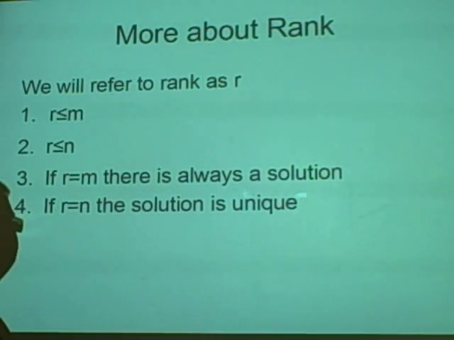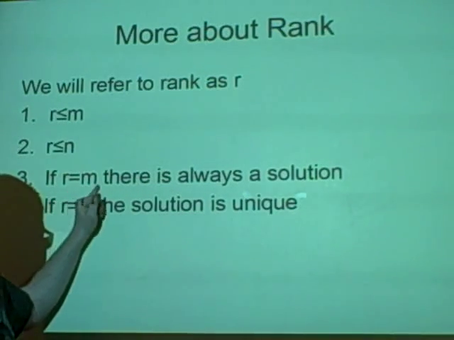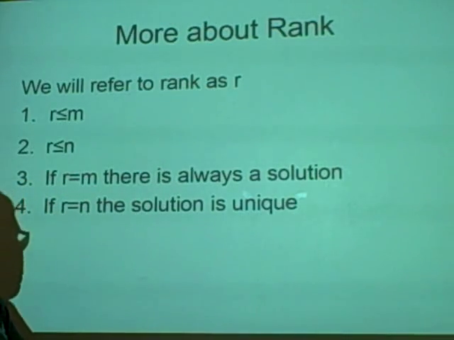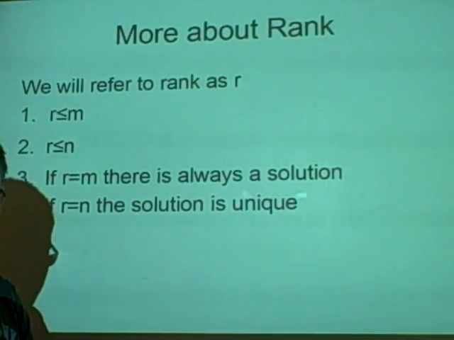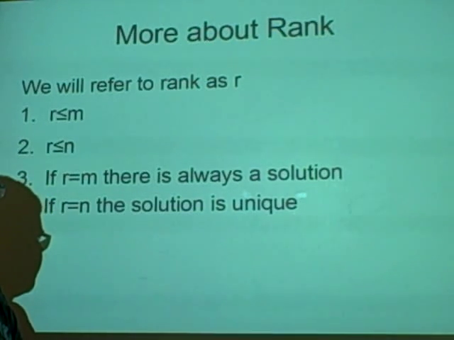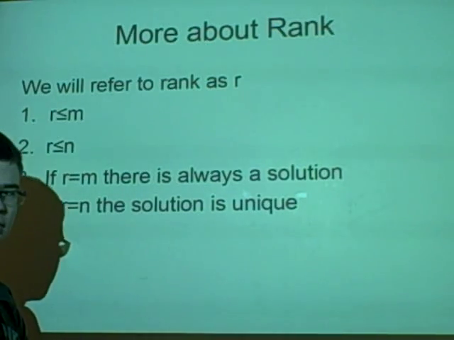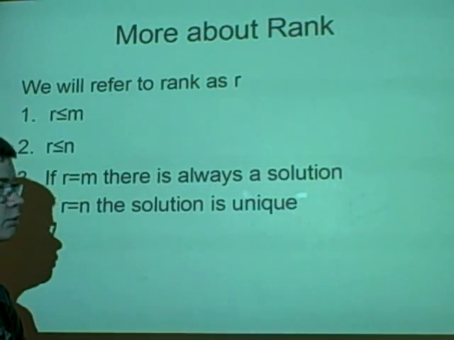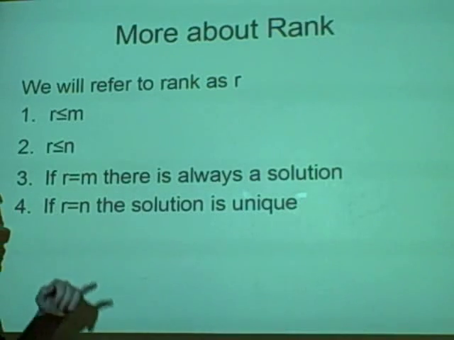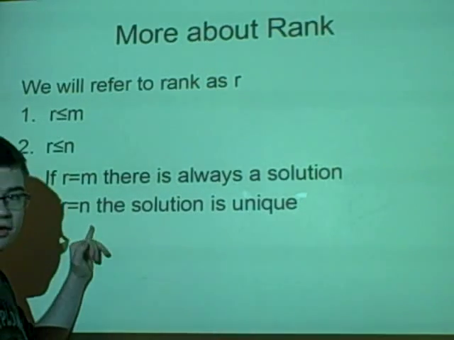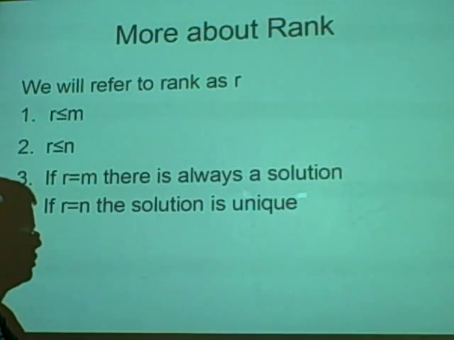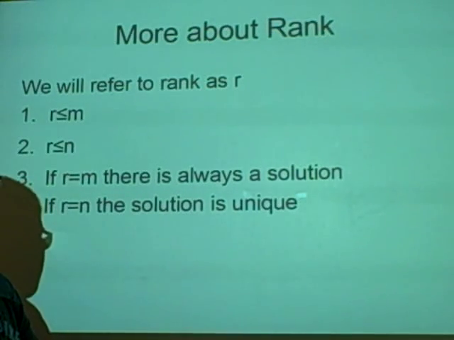Another thing, if r is equal to the number of rows, m, then there is always a solution. This is similar to the Gaussian elimination we did in the last lecture, because r was equal to m all the time and there was a solution. If r is equal to n, the number of columns, then the solution is unique and there is only one solution.